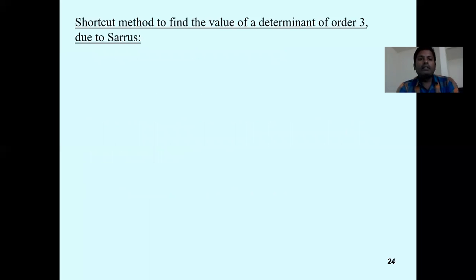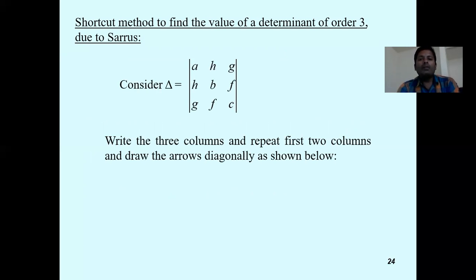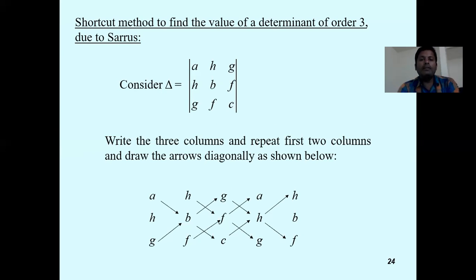Now we see the shortcut method to find the value, or determinant, of order 3 due to Sarrus. Consider delta equal to a1 b1 c1, a2 b2 c2, a3 b3 c3. Write the 3 columns and repeat the first 2 columns, and draw the arrows diagonally as shown below.